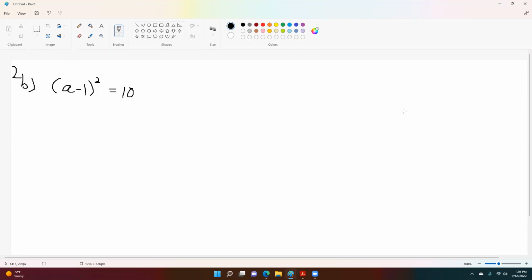Okay, so in question 2B, if you want to do this in the extracting method, since there is a square in this case, in order for us to cancel the square, we take the square root.